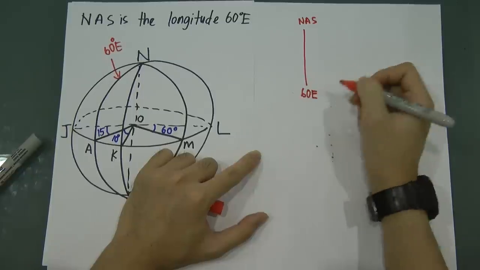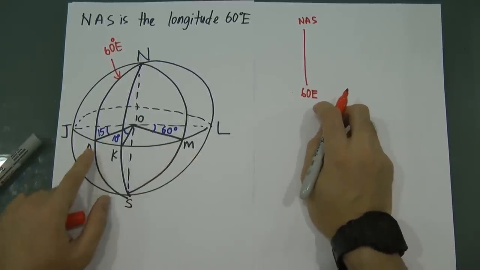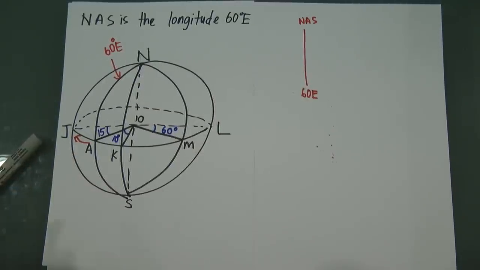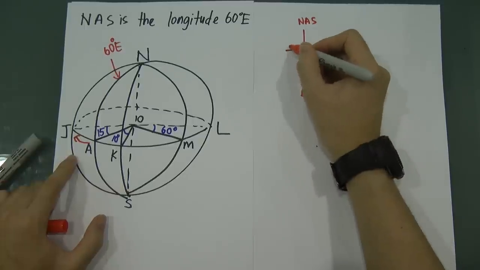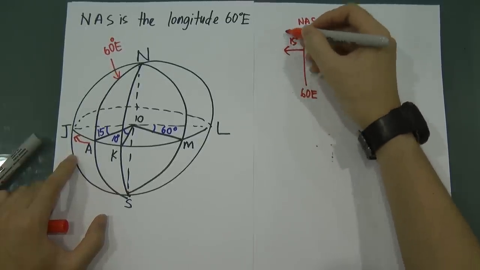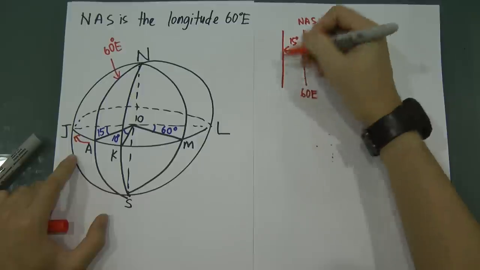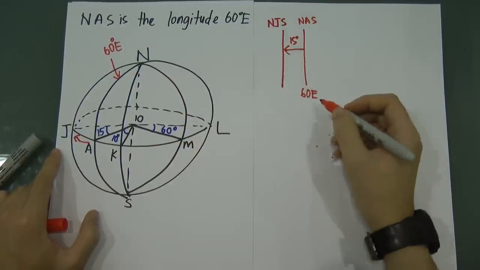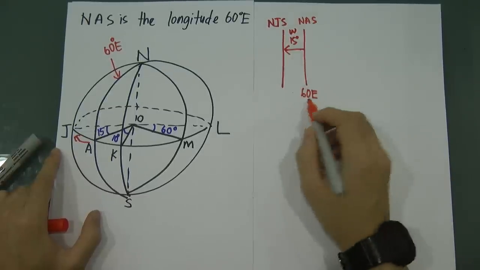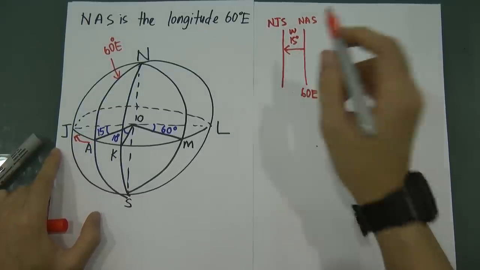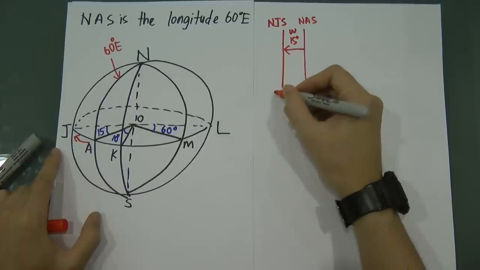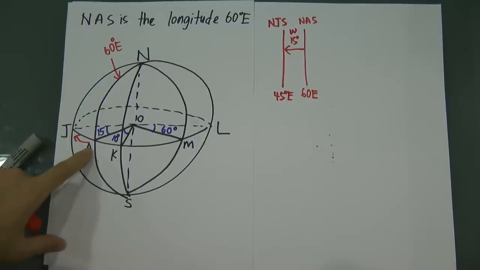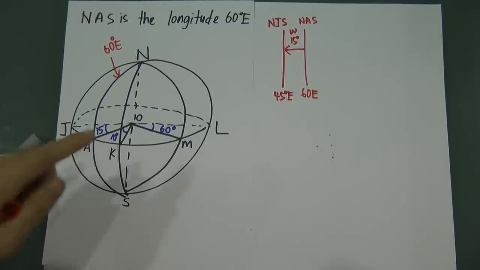Now from NAS, I move in this direction, which is to the west, isn't it? Move to the west 15 degrees. So I will reach here, this line we call NJS, correct or not? So 15 degrees to the west. If this is east, what you need to remember is, to the west you just minus. It will become 45 east. Simple? This one will become 45 east because he moved in the opposite direction.